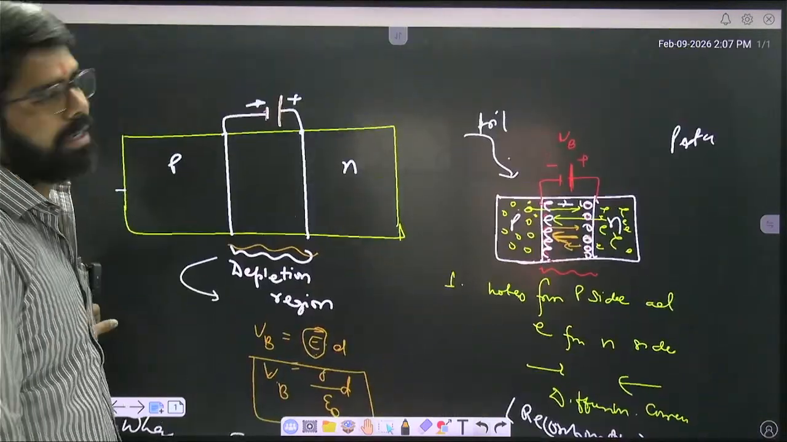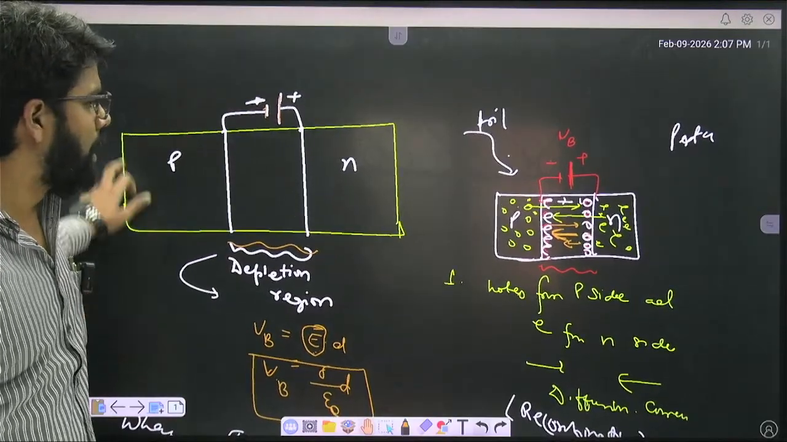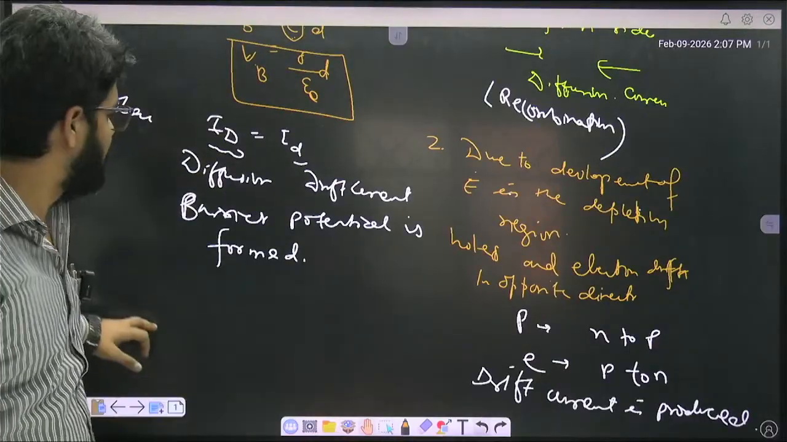This is how we get the junction diode. The whole process of the formation of the junction, I have written it. You can just follow the flow chart, and accordingly you can write the answers.